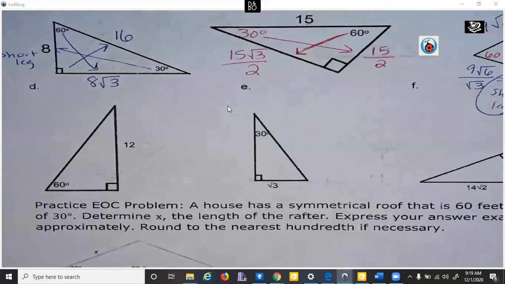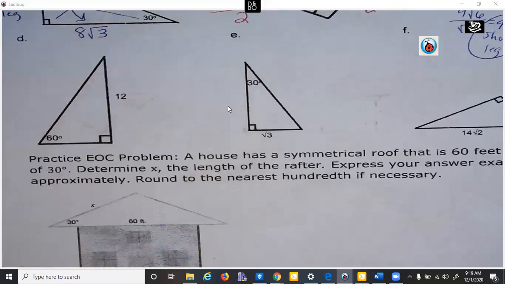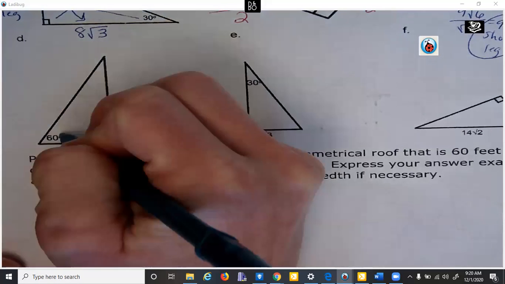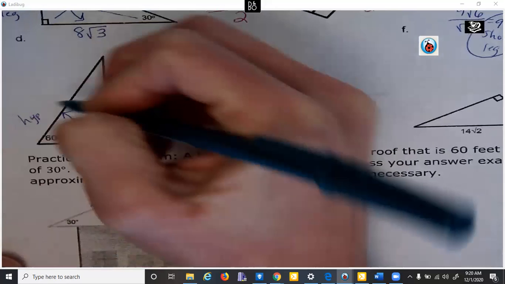Okay, which side have they given you on D? What is the 12? What side is it? The hypotenuse. Nope. The long leg. The hypotenuse is always across from the right angle. So this is the hypotenuse. So this is the long leg.